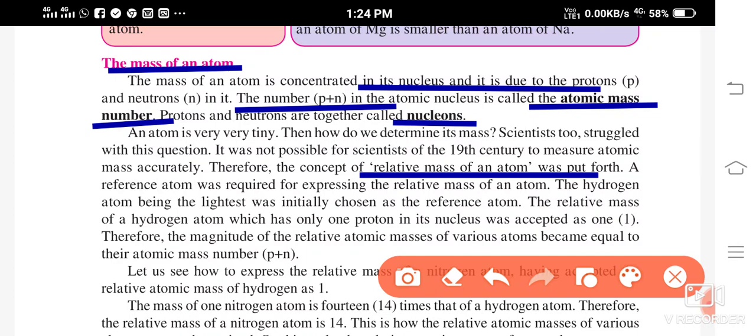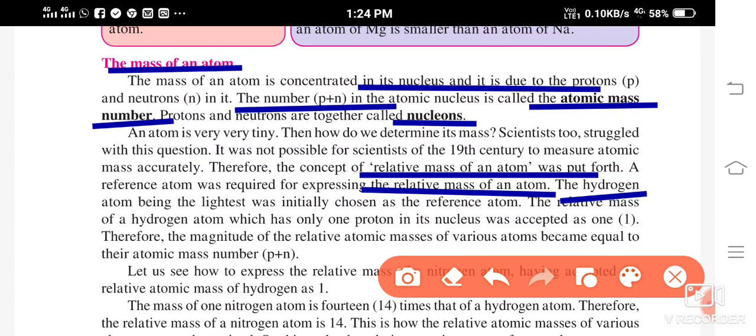Okay, so a reference atom was required for expressing the relative mass of an atom. So if you want to consider relative mass of an atom, then you will have to take one reference atom with which you can compare the other atoms. So which atom was taken as the reference atom?